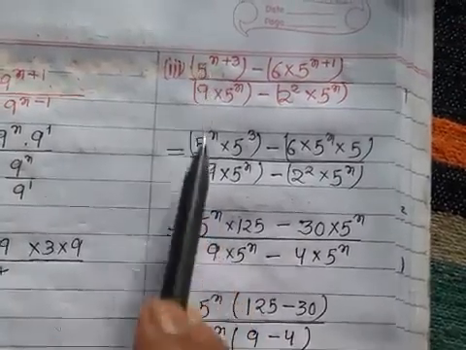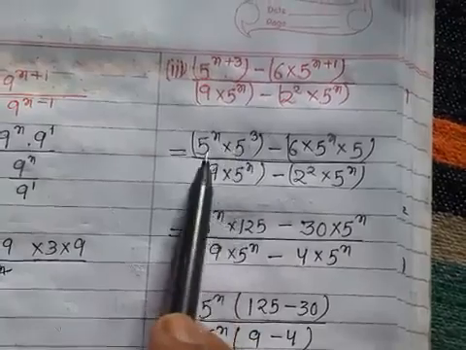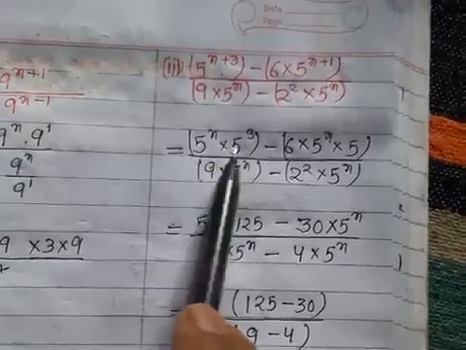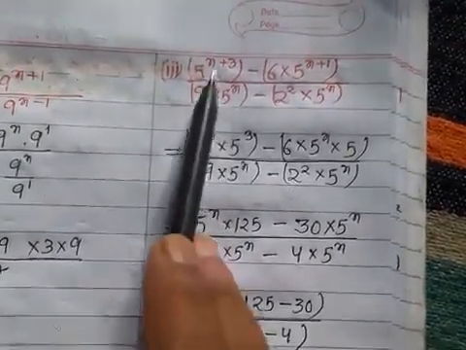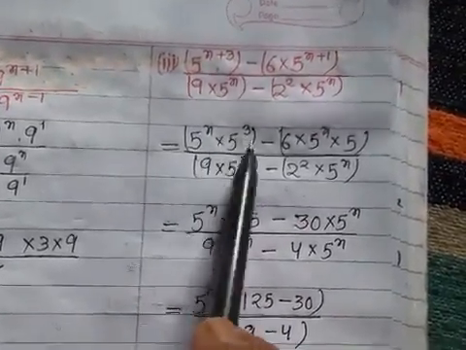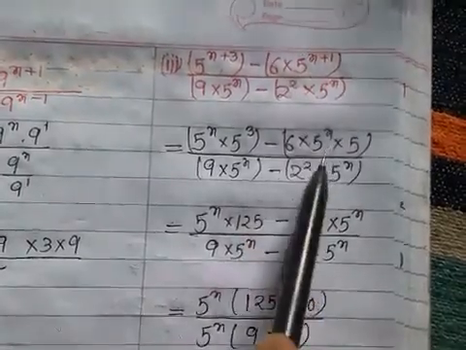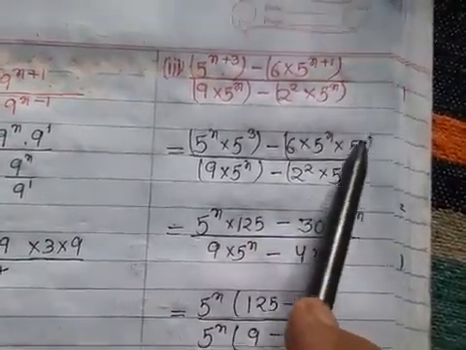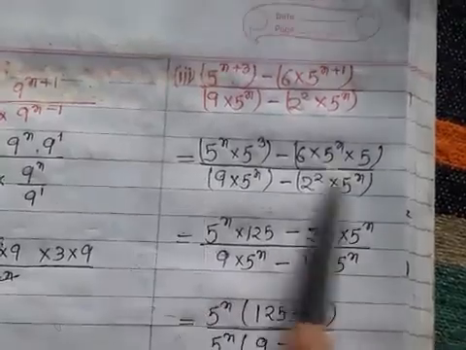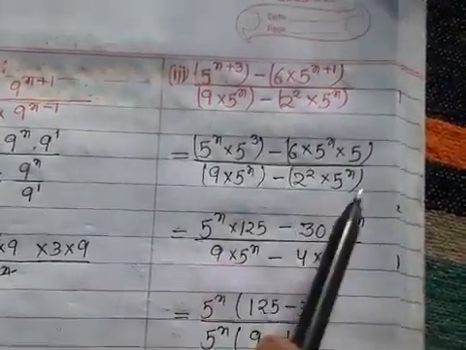So we write here 5 to the power n into 5 to the power 3, because their powers are added, so we can write this exponent in multiplication form. Similarly, here we write 6 into 5 to the power n into 5. 5 means 5 to the power 1. Now in division, 9 into 5 to the power n, here 2 squared, 5 to the n.